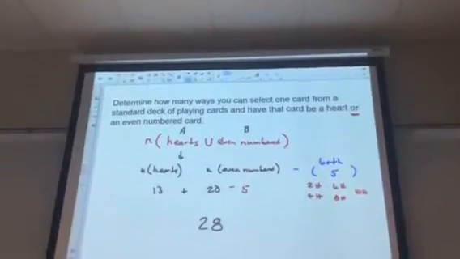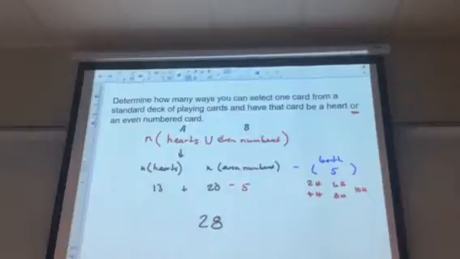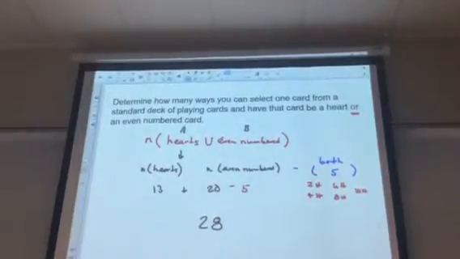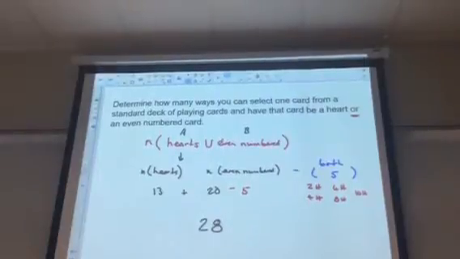If you were at a carnival and there was a booth that said, draw a card, you might win a prize. They say if you draw a card and it turns out to be a heart or an even numbered card, there are not 33 ways you can draw that you can win a prize.